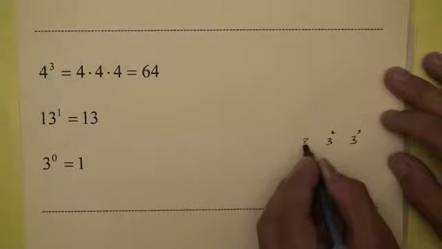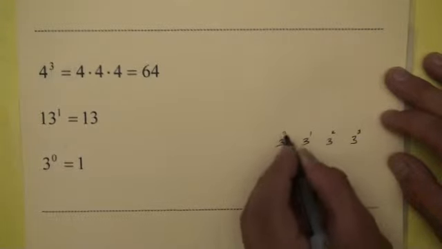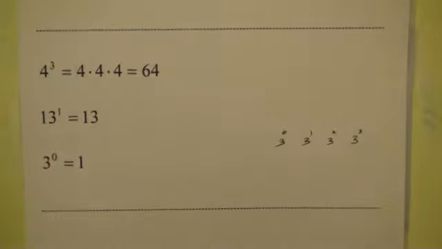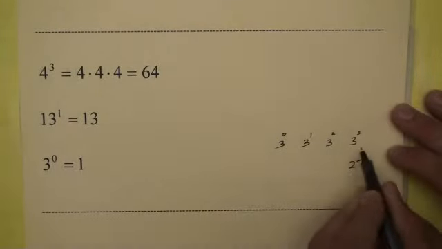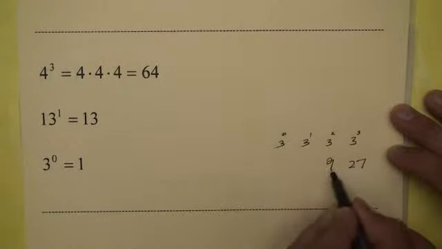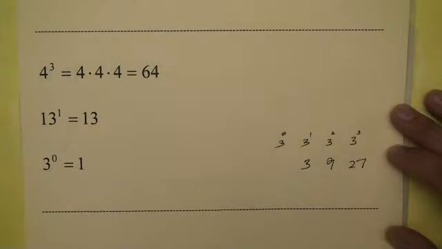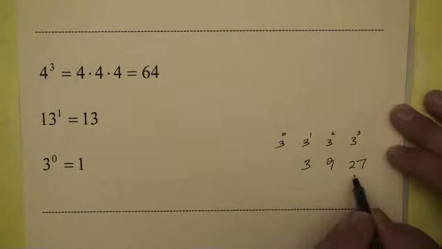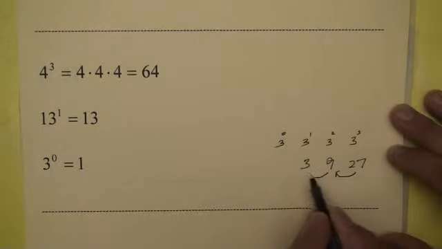Here's 3 cubed, 3 squared, 3 to the first. We're going to discover 3 to the 0th on our own. 3 to the third is definitely 27. 3 times 3 times 3. 3 squared is 9. 3 to the first we just learned is 3 because of this 13 to the first power. What's happening here? As you go left, you're what?